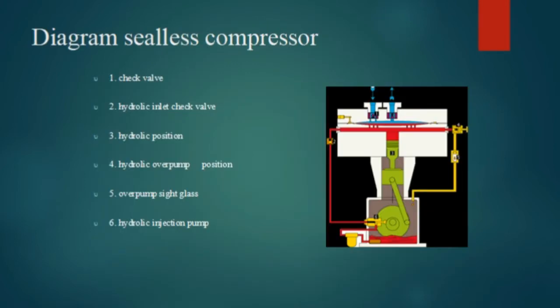Now I will show you the diagram of a sealless compressor. Number 1 is check valve. Number 2 is hydraulic inlet check valve. Number 3, hydraulic position. Number 4, hydraulic overpump position. Number 5, overpump side glass. Number 6 is hydraulic injection pump.